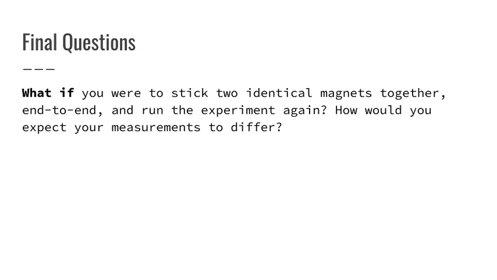The second question asks, what if we stick 2 magnets together and run the experiment again? By doing this, you would almost double the magnetic field strength at any given point, as you would effectively be superposing 2 identical fields. However, they would be slightly displaced as they can't exist in the exact same location.